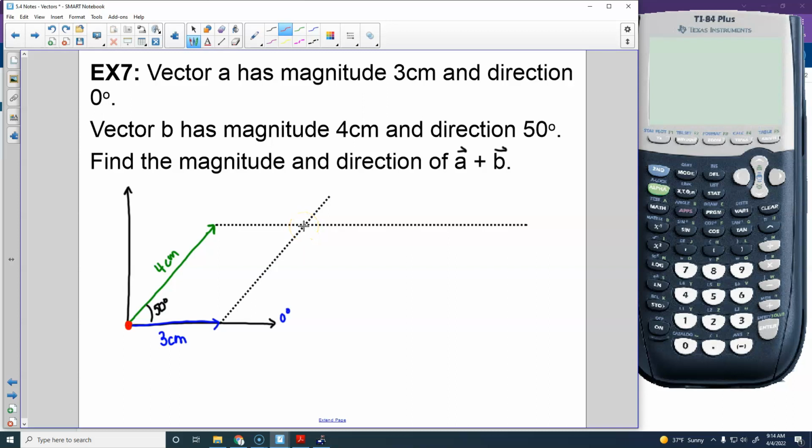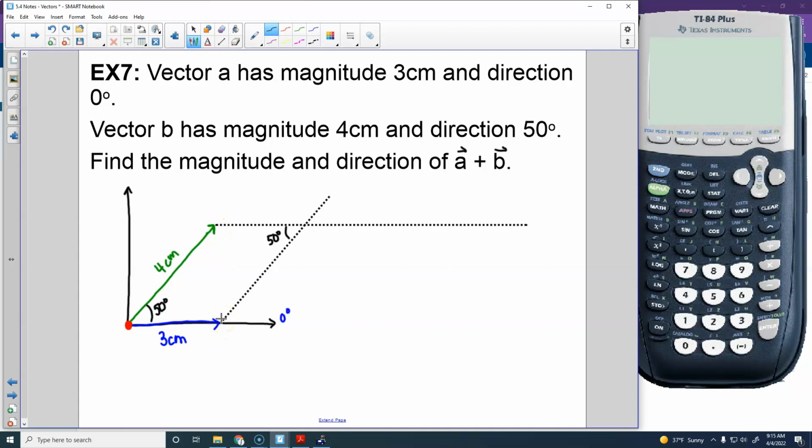So before I draw that, in this parallelogram it is possible for me to find all of the angles, right? This angle right here would be 50 degrees also, because opposite angles are congruent to each other. So what would these two angles be?